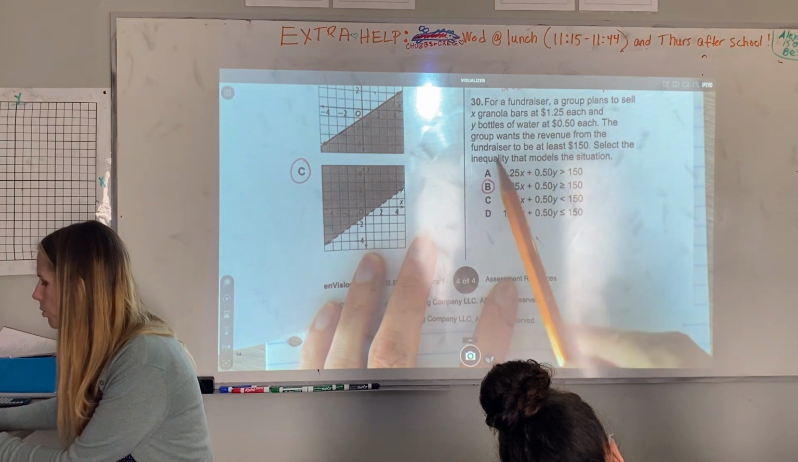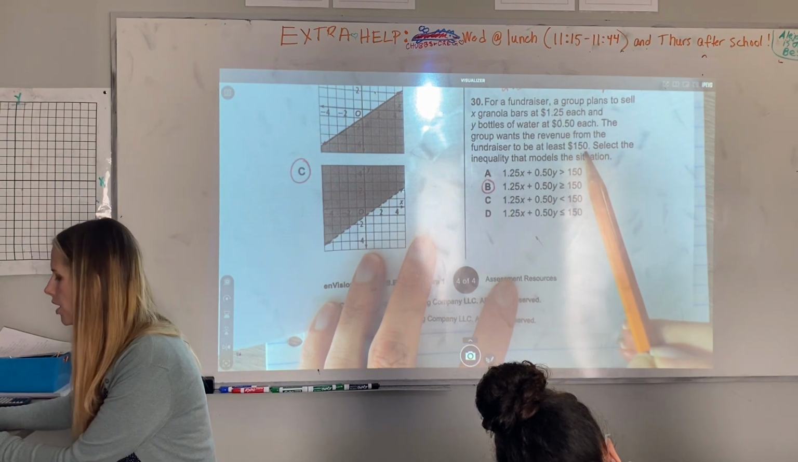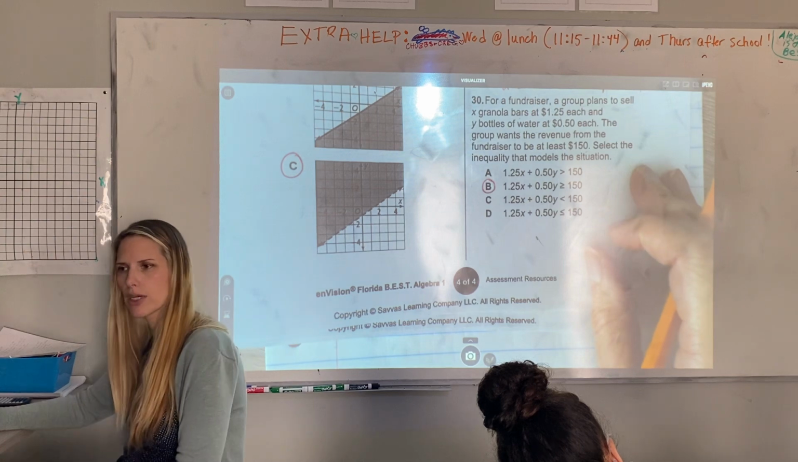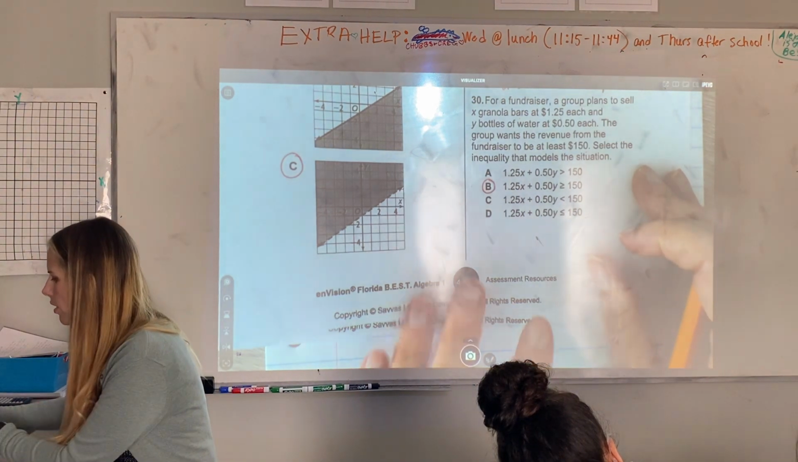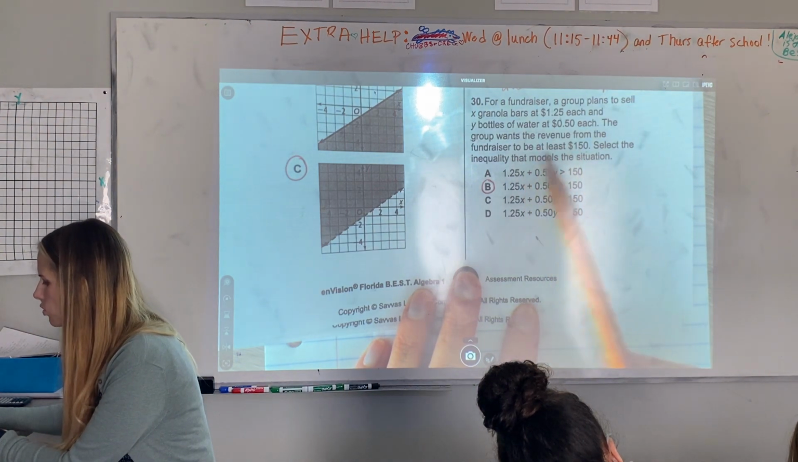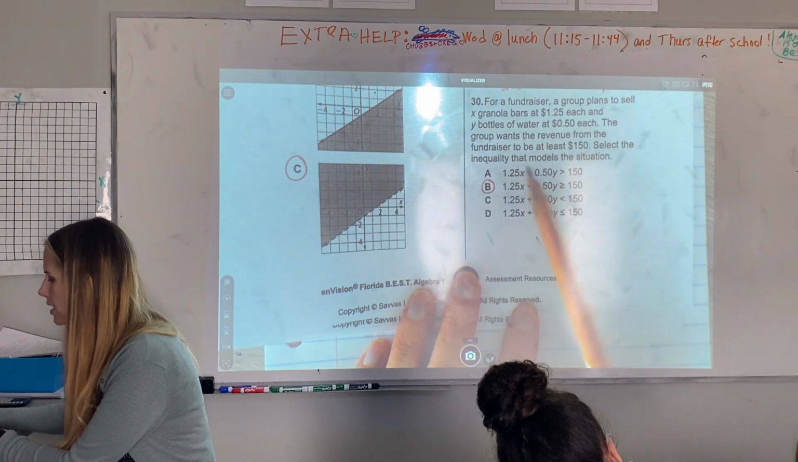Interesting. The group wants the revenue from the fundraiser to be at least $150. Don't get too tripped up by the word revenue. Do you guys know what that means? Money. Yeah, the money that they make, they earn. Yep, how much money they earn, very good. They want the revenue, or the money that they make from the fundraiser, to be at least $150. Select the inequality that models the situation.